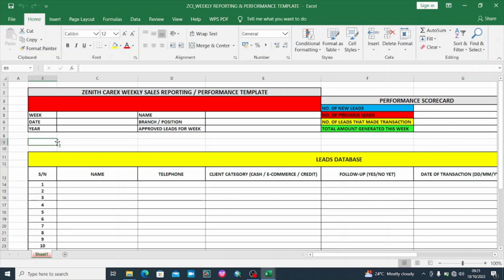So you are expected to get their information and collect data on them, like their name, their phone numbers, and the category of that client. Are they a cash client, e-commerce client, or credit client? Then you begin to follow up. That is how you attract the business to Zenith Carex. You follow up by consistent calling.